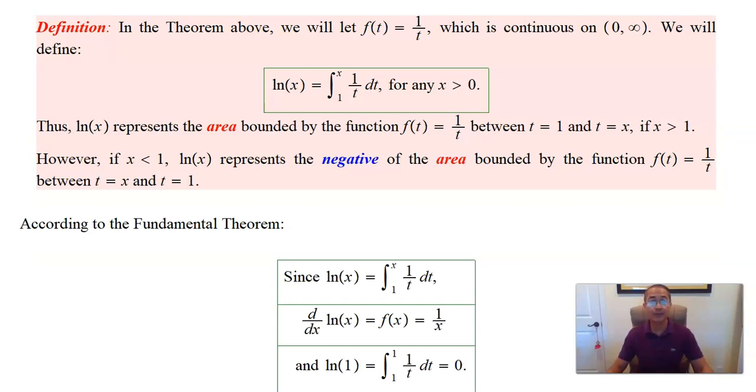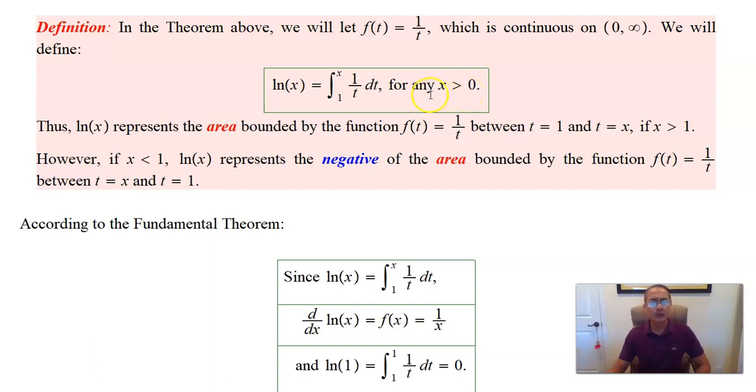We will apply the fundamental theorem to the function f of t, which is 1 over t. Okay, so we can't divide by 0. We will consider the domain from 0 to infinity. So this will be our interval I. We're supposed to pick one number from the interval. Our choice will be 1, since 1 is between 0 and infinity. So we will define the natural logarithm function, ln of x, to be the definite integral from 1 to x of 1 over t dt for any positive number x.